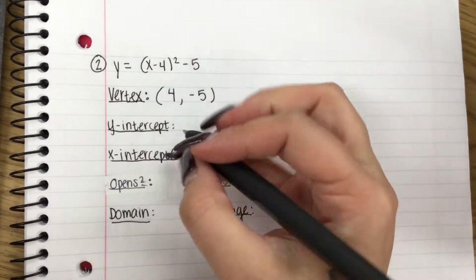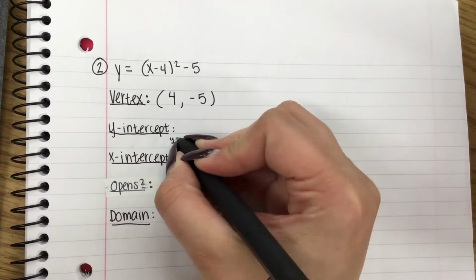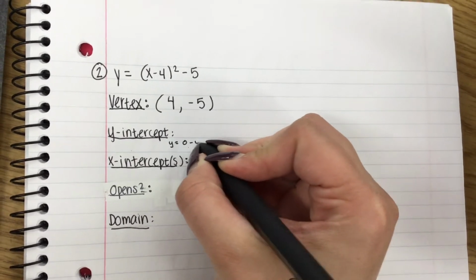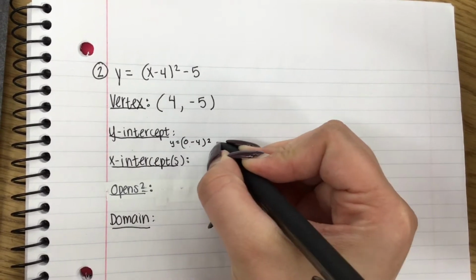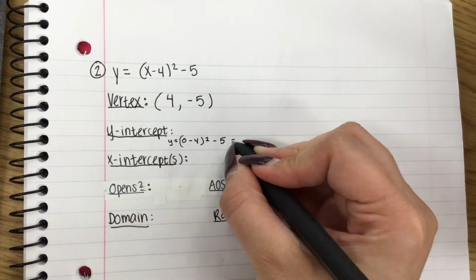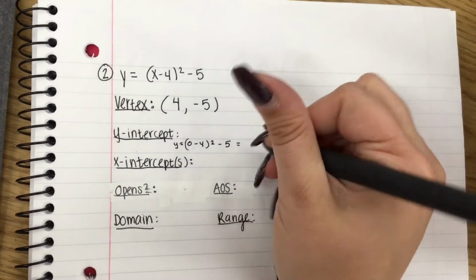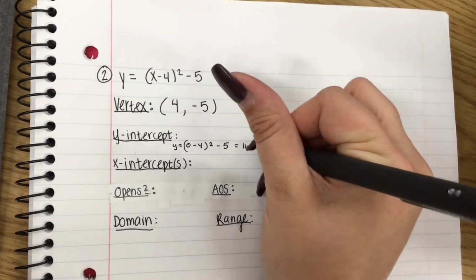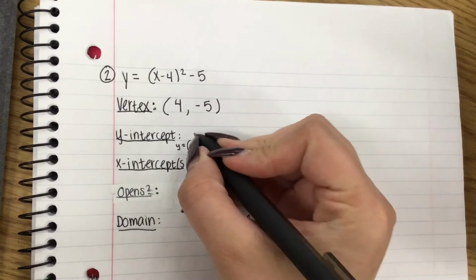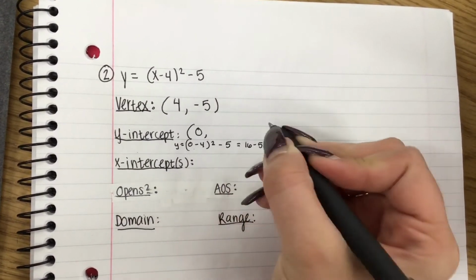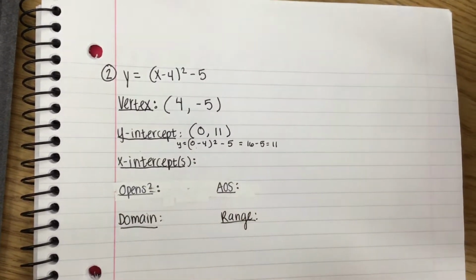My y-intercept, remember, comes from plugging in 0 for x. So when I plug in 0 for x here, I'm just solving this using PEMDAS. So 0 minus 4 is -4. -4 squared is 16. And 16 minus 5 is 11. So my y-intercept is going to be at 0, 11.